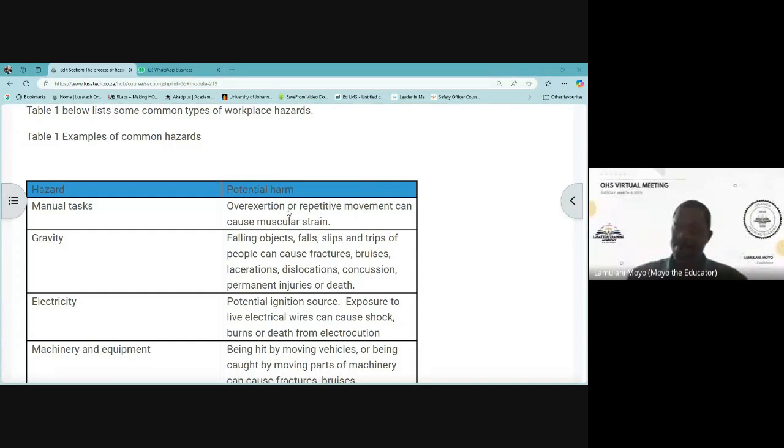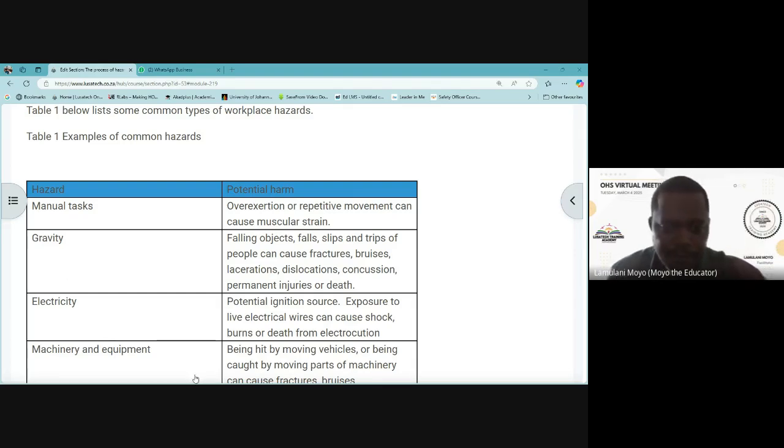Another example of a common hazard is gravity, right? We are talking about people working where there are objects that can fall. Objects can fall on you, or you can fall yourself, or you can slip and trip, right? This can cause bruises, fractures, lacerations. When talking about lacerations, we're referring to cuts, like a wound. It can also cause dislocations, concussions, permanent injuries, or even death to people. So it is an example of a common hazard.